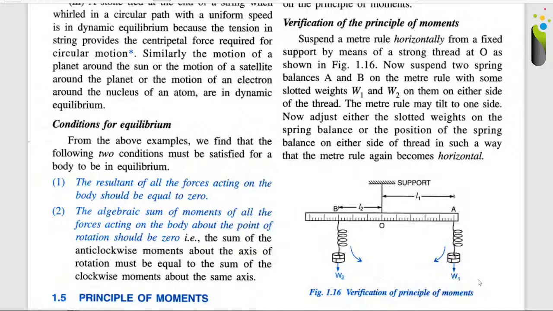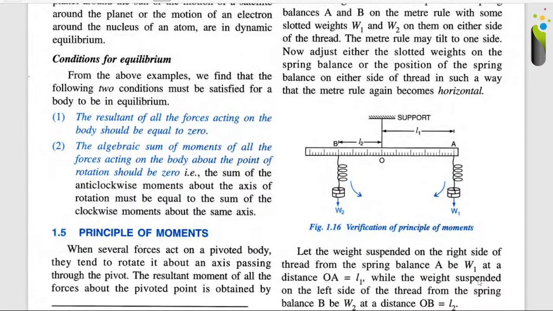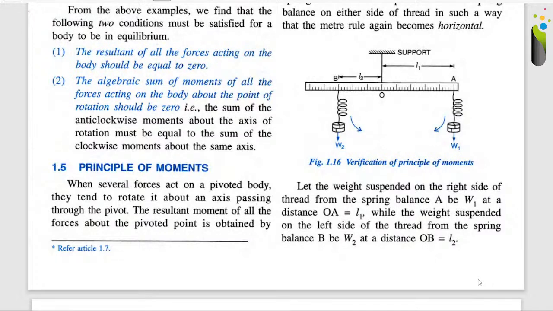Similarly, the motion of a planet around the sun, or the motion of a satellite around the planet. Now, suspend two spring balances, A and B, on the meter rule with some slotted weights, and adjust the position of the spring balance on either side of the thread in such a way that the meter rule again becomes horizontal. Let the weight suspended on the right side of the thread from the spring balance A be W1 at a distance OA equal to L1, while the weight suspended on the left side from the spring balance B be W2 at a distance OB, that is L2.